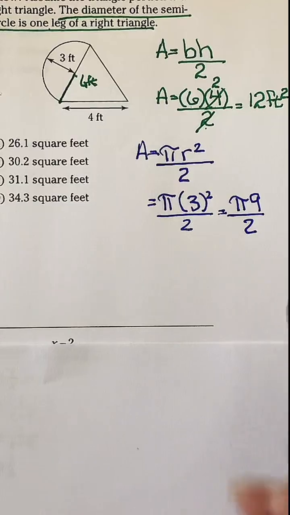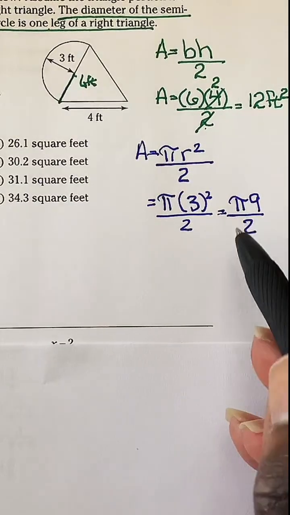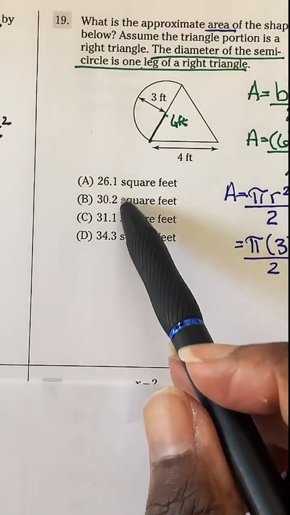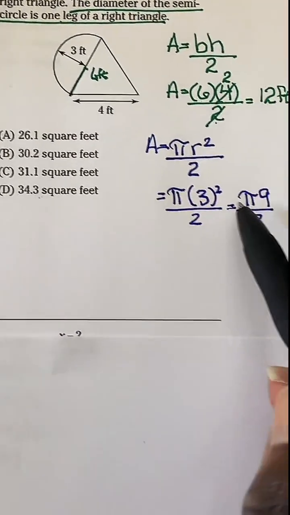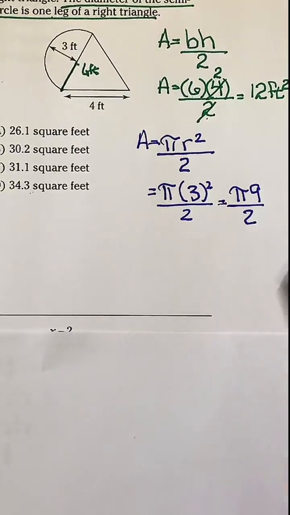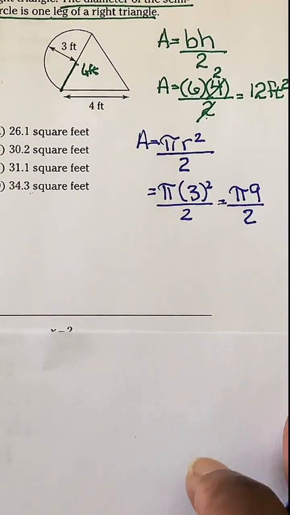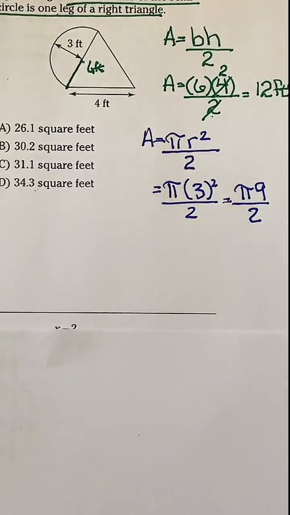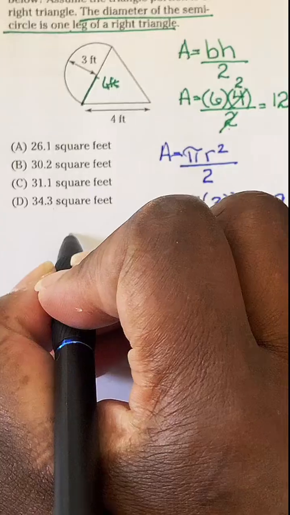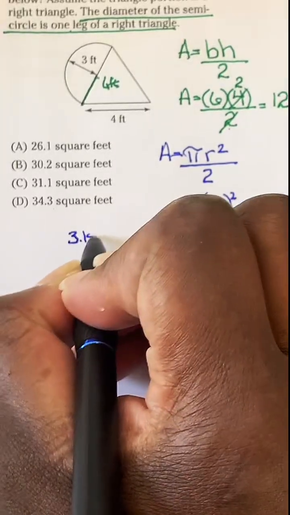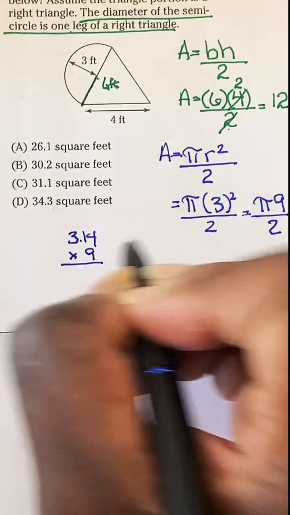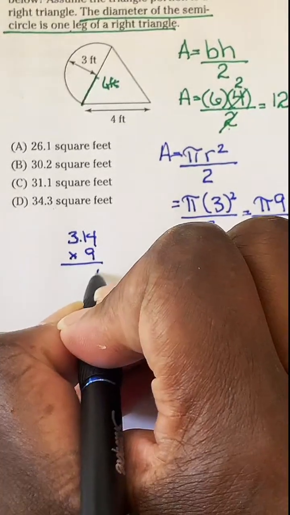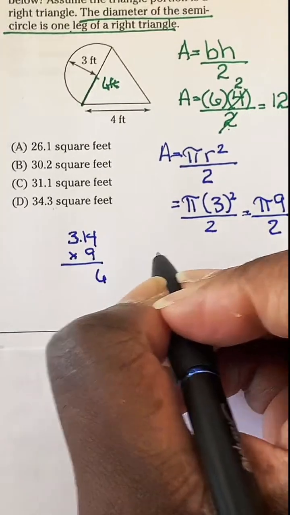And you're probably saying, well, pi is forever, and my answer doesn't have pi. So they did some rounding. What we can use in place of pi is 3.14. So you have 3.14 times 9, and whatever we get for an answer, we're going to divide that by 2.